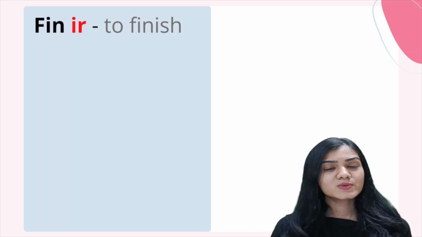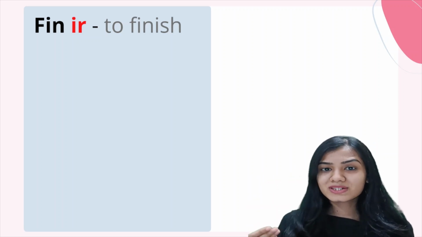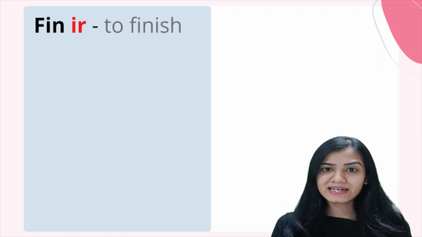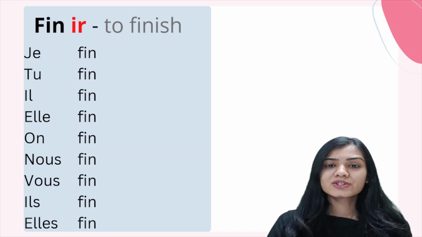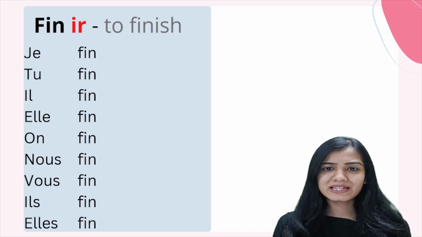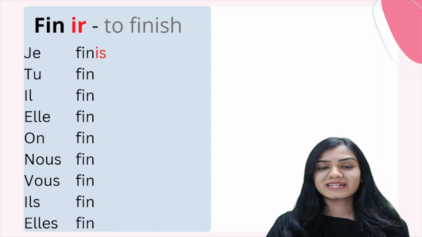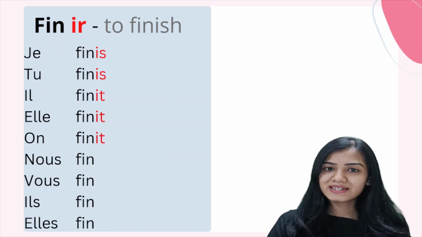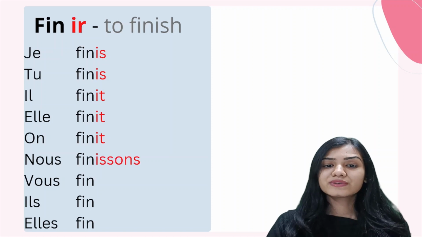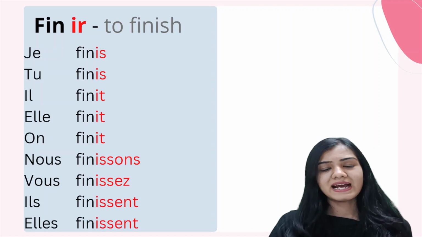In ER ending verbs, we used to remove the ER ending and then replace it with different endings. Over here in the case of IR ending verbs, we are going to remove the IR ending and we are left with FIN, so je fin, and we are going to add something else towards the end of it. For the je form, we are going to add IS. So je finis, tu finis, il finit, elle finit, on finit, nous finissons, vous finissez, ils finissent, and elles finissent.